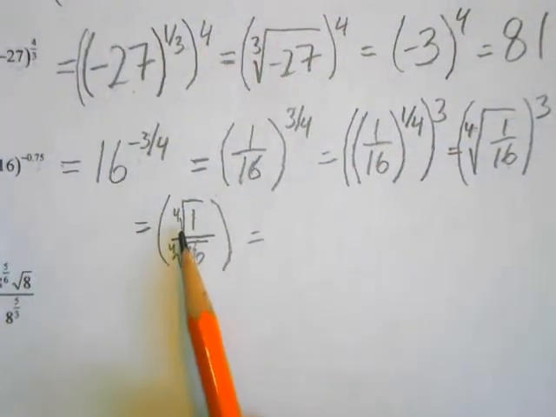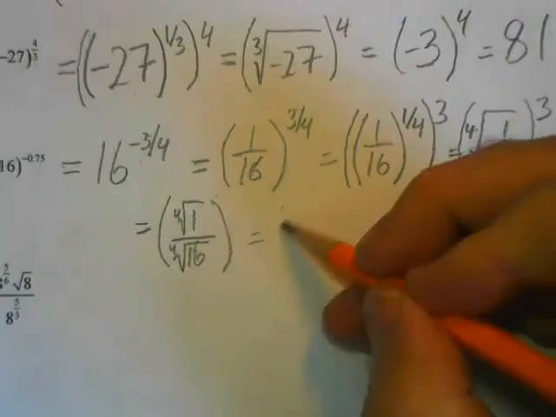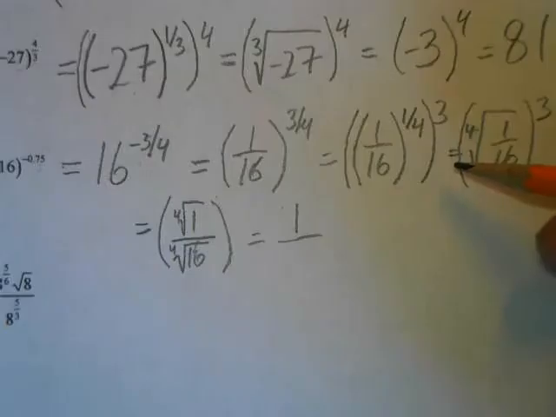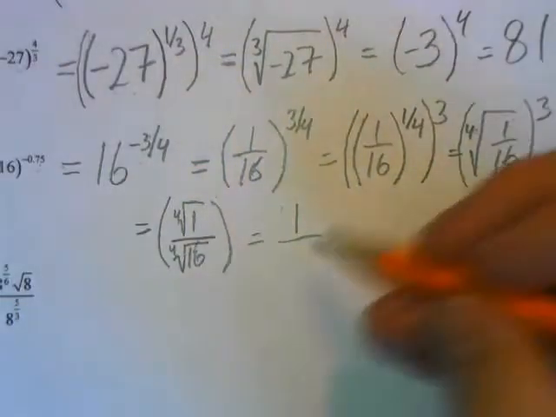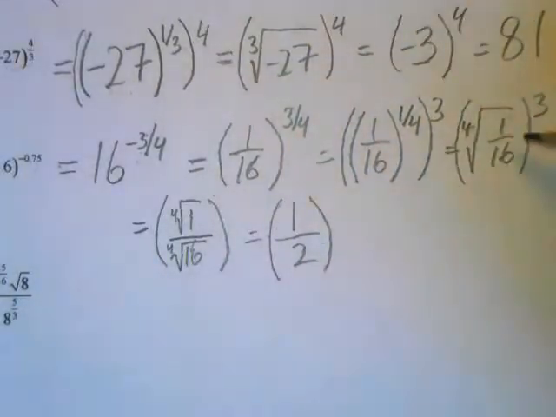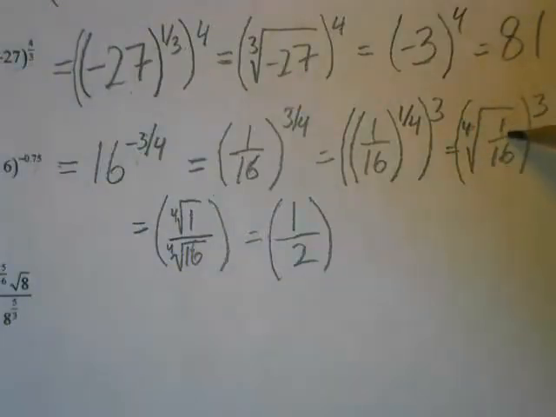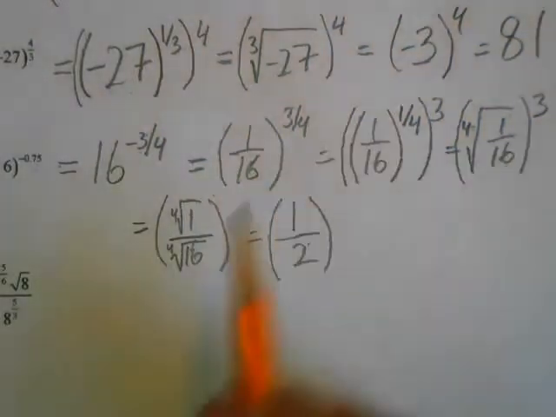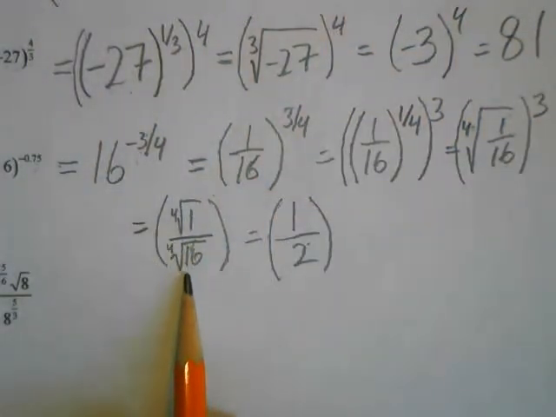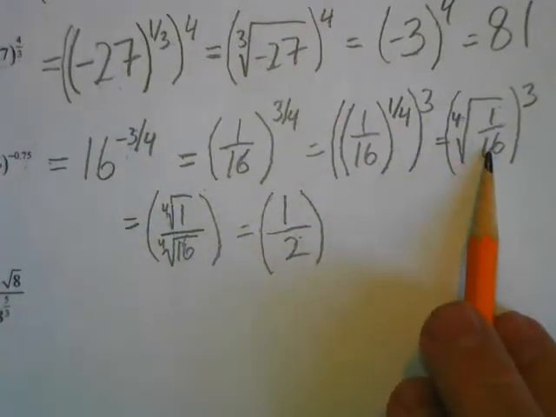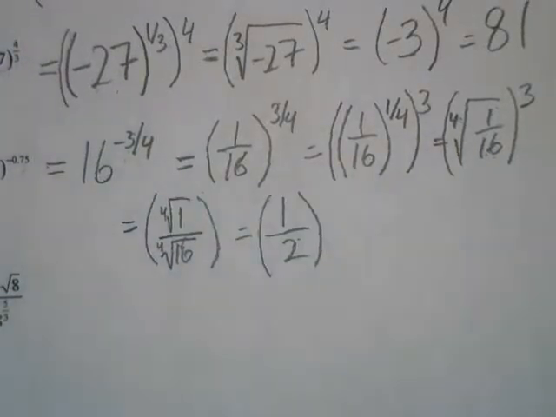So I can take the 4th root of 1, that is equal to 1, and the 4th root of 16. So what number do I multiply by itself 4 times to get 16? That would be 2. So there I get my result, and I could have gone directly from here to here if you understand what you're doing, but you're really taking the 4th root of both. What I don't want you to do is go on a calculator and figure out what 1/16 is as a decimal and then take the 4th root.